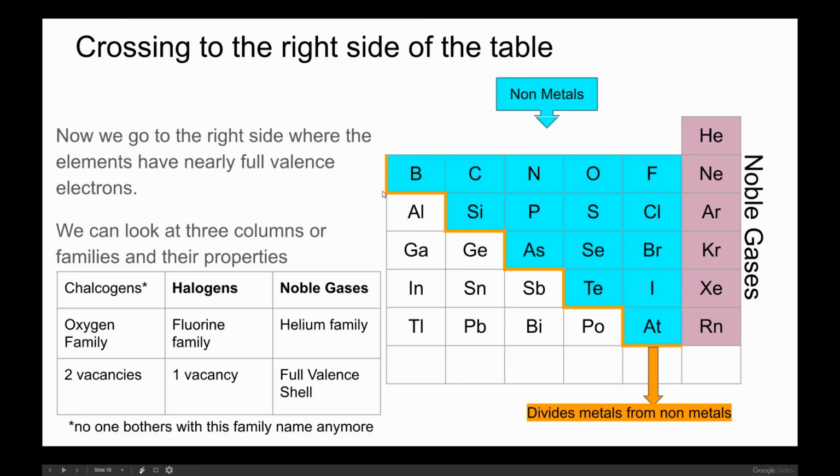Everything to the left of this line is essentially metallic, except for hydrogen, which is the only nonmetal to the left of this staircase. To the right of it, we have nonmetals, and in fact, a good portion of these are gases. The ones that are tucked close to the line itself straddle the boundary between a metal and a nonmetal.